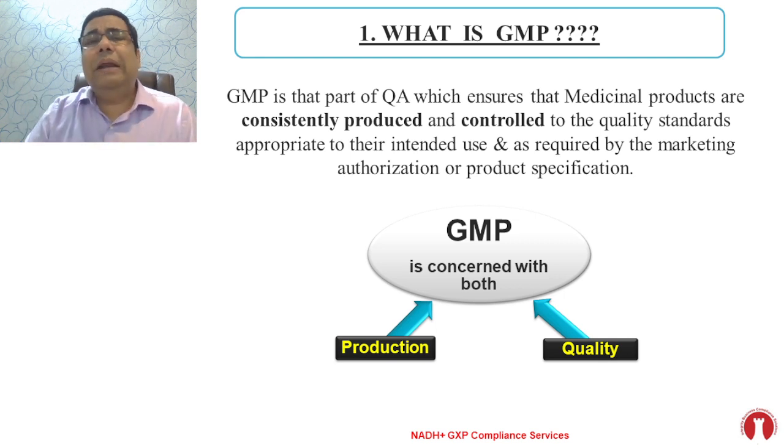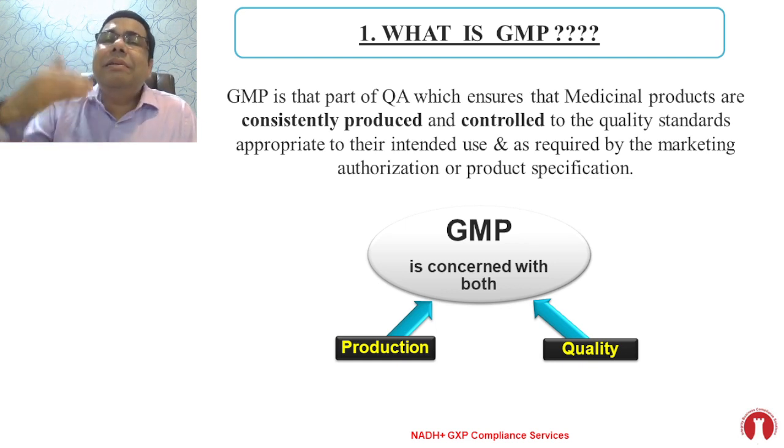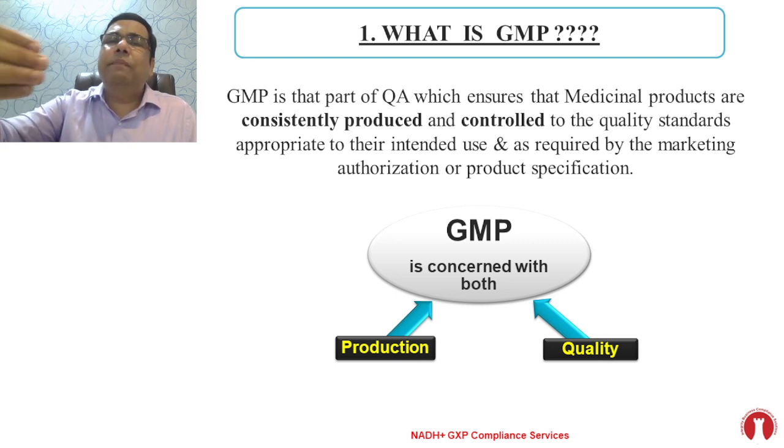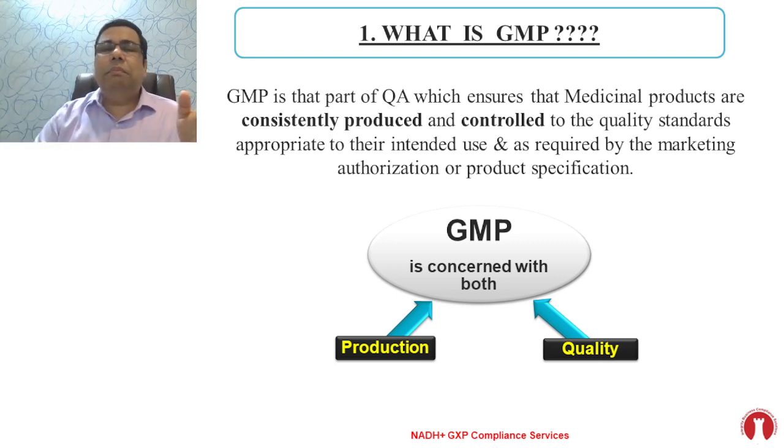And a simple couple of slides I want to touch upon with the introduction about good manufacturing practices. As per the GMP, the definition is very clear. GMP is the part of quality assurance, which ensures that the medicinal products are consistently produced and controlled to the quality standards appropriate to their intended use and as required by the marketing authorization or product specification. This is just a brief on the GMP. I don't want to put more focus here.